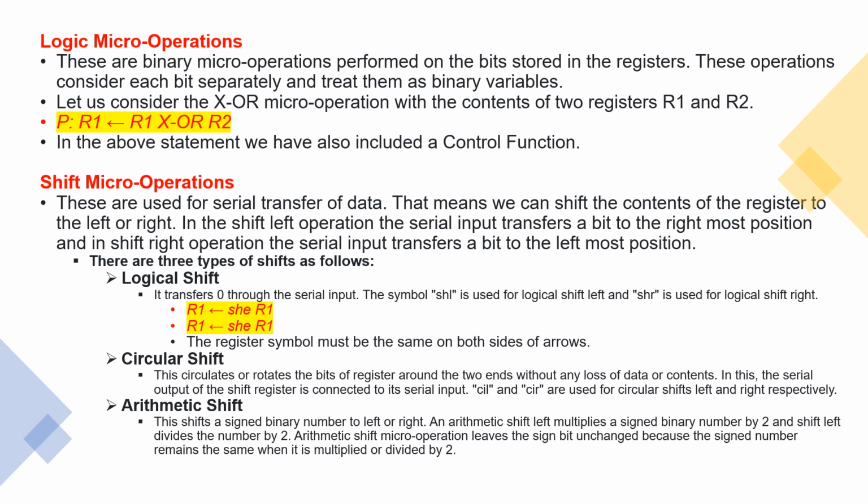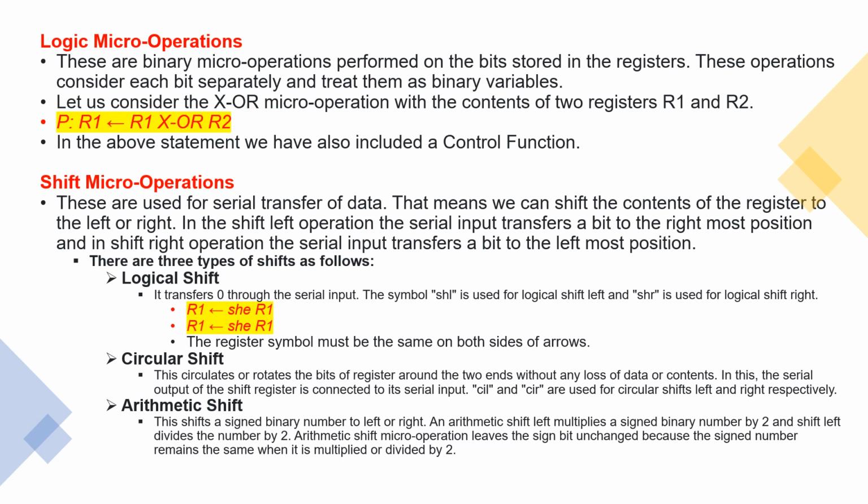Shift micro-operations. These are used for serial transfer of data. That means we can shift the contents of the register to left or right. In the shift left operation, the serial input transfers a bit to the rightmost position, and in shift right operation, the serial input transfers a bit to the leftmost position. There are three types of shifts as follows.